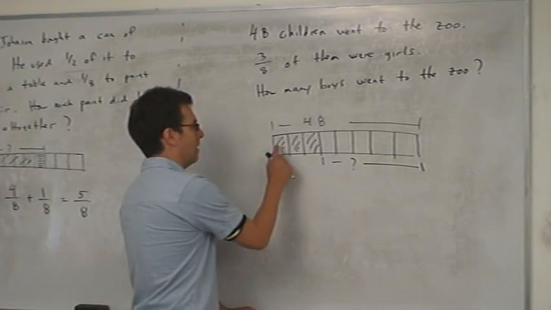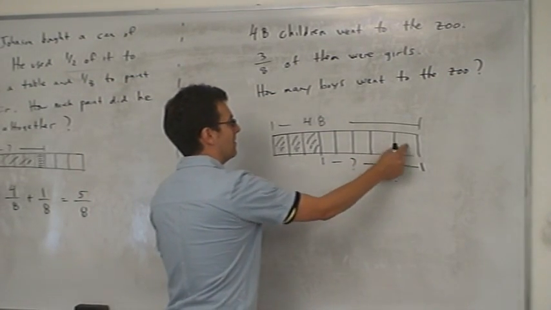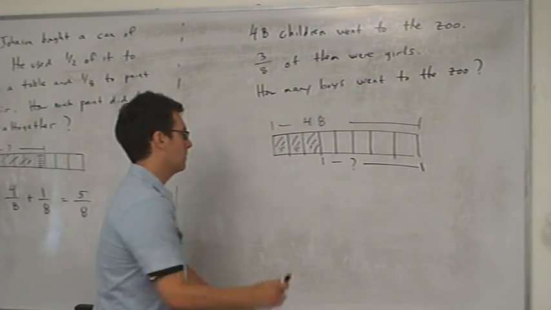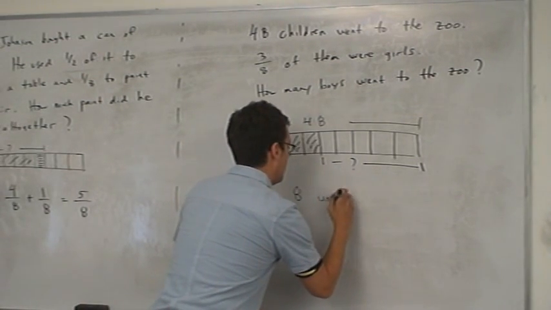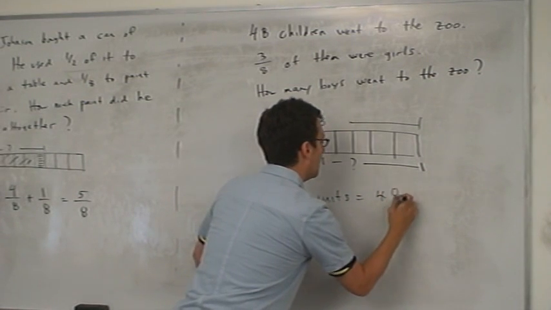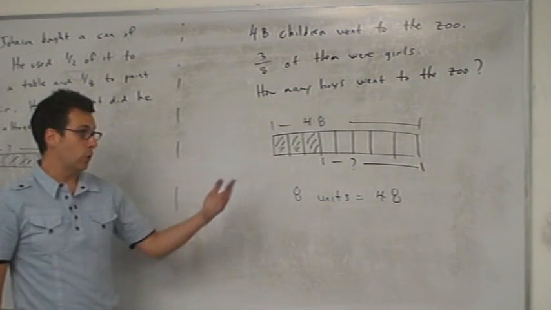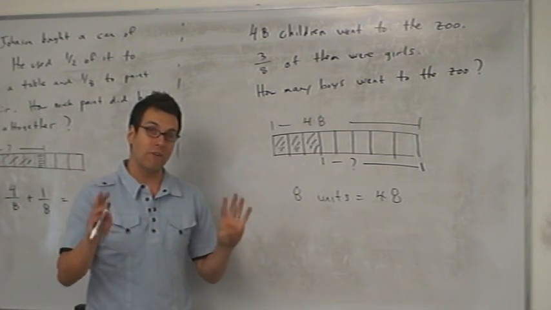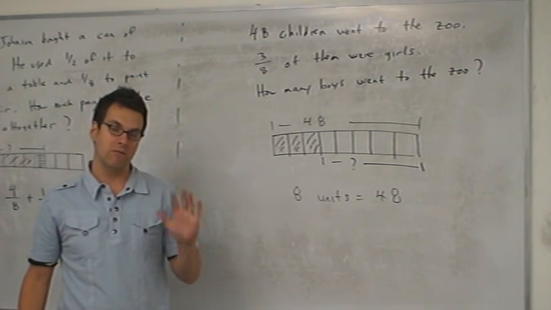It's very clear that 1, 2, 3, 4, 5, 6, 7, 8 units makes the whole, but 8 units is equivalent to 48. So that's our unit sentence. 8 units is equal to 48. If we look at our diagram, then the question mark is bracketing 5 units. So we're eventually going to be interested in 5 units.